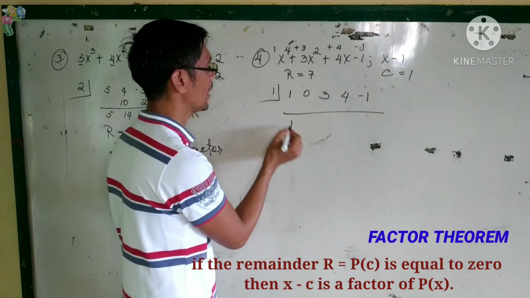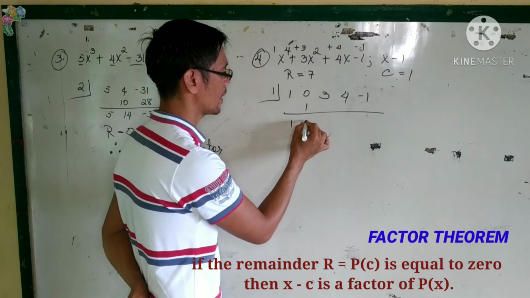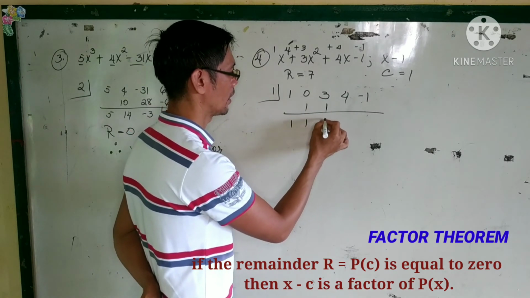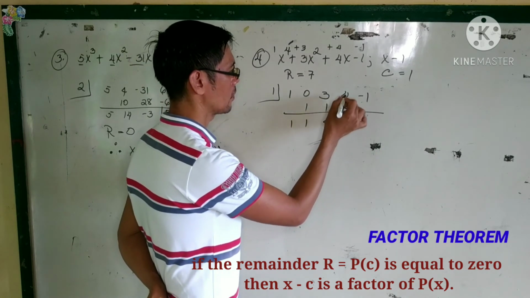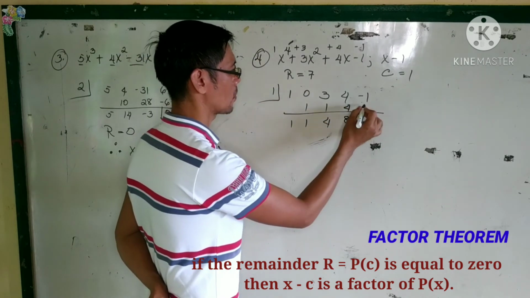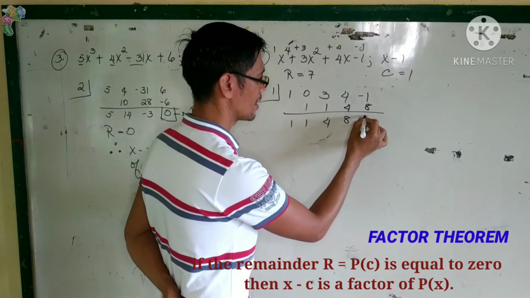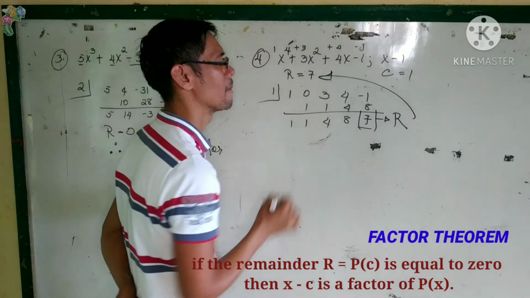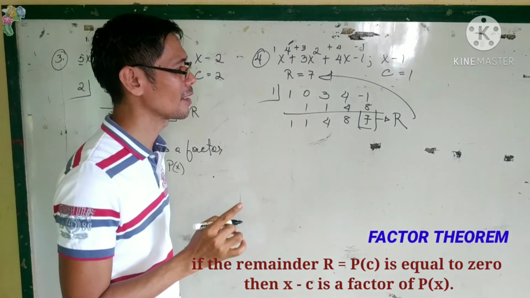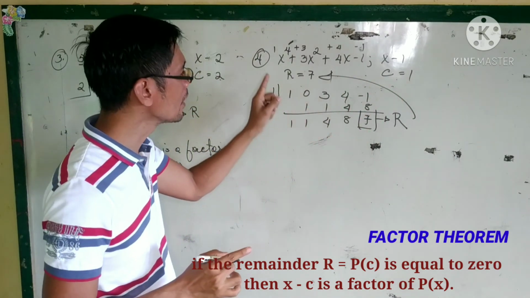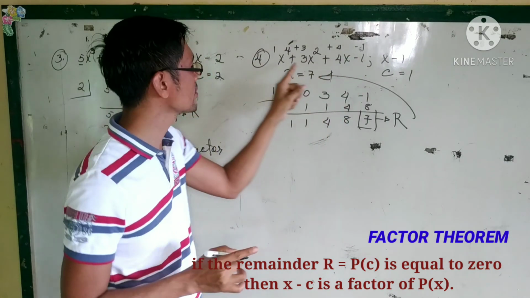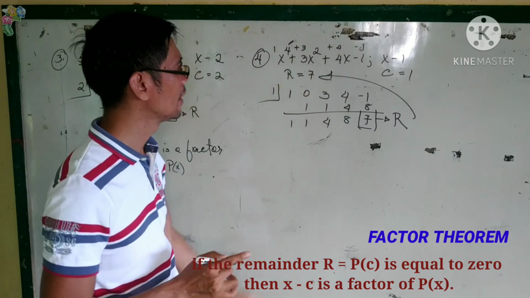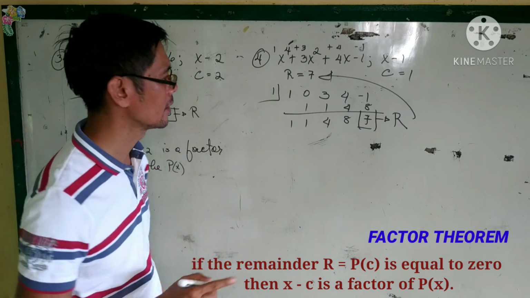Okay, so we have 1. 1 times 1, 1. 0 plus 1, this is still 1. 1 times 1, so this is still 1. 3 plus 4, 4. 4 times 1, 4. 4 plus 4, 8. 8 times 1, 8. Negative 1 plus 8, that gives us 7. The remainder. So, parehas lang siya. Yeah. Now, so, don't forget, ang shortcut, kapag ang C natin ay 1, we will simply operate the numerical coefficients. So, we have 1 plus 3 plus 4 minus 1. That gives us 7. The remainder.